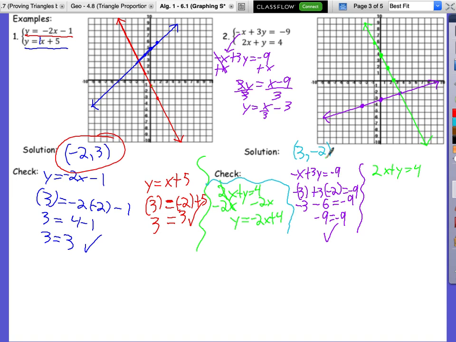Wait, so what do I do? We checked our first solution. We checked our solution, excuse me, in the first equation. So we plugged it in, and we got, hey, negative 9 is equal to negative 9. It works. It's the same number. So we're checking it in our second equation now. We're taking this equation, 2x plus y equals 4, and we're plugging in our solution to see if it works.